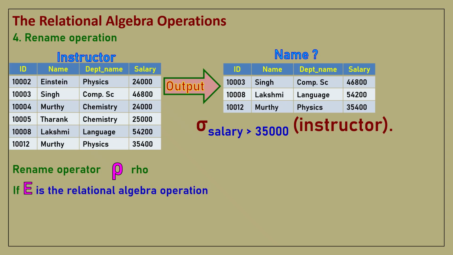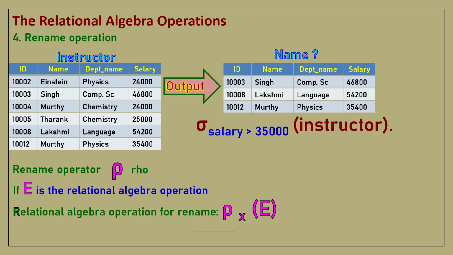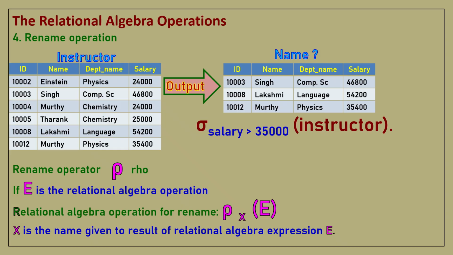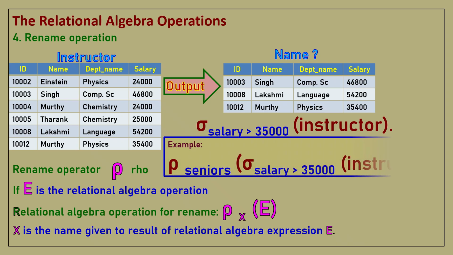If E is the relational algebra operation, then rho x of E is the relational algebra expression for rename, where x is the name given to result of relational algebra expression E. For example, rho seniors from sigma salary greater than 35,000 from instructor. Resultant relation of select operation is assigned name seniors.